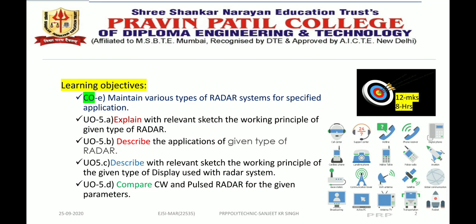After going through this presentation, the learner will be able to describe with a relevant sketch and block diagram the working and operation of the MTI radar, moving target indication type radar, and explain the concept of blind speed and application, and also the automatic target detection. And secondly, the learner will be able to describe the different display methods used with the radar system with a relevant sketch and the working principle of such a display system.